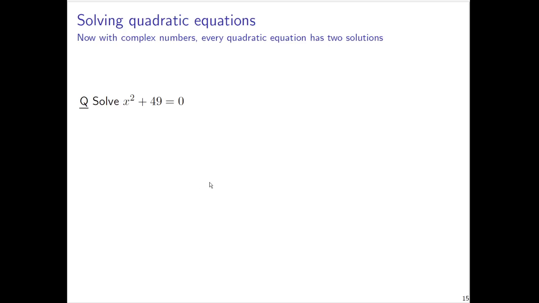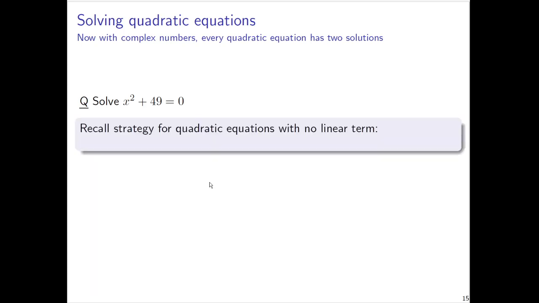So now let's solve quadratic equations. See, now that we have these complex numbers, every quadratic equation is going to have two solutions. So x squared plus 49 equals 0. You could try to complete the square if you want, but really, recall there's another strategy.